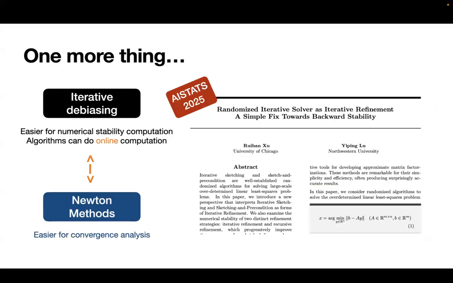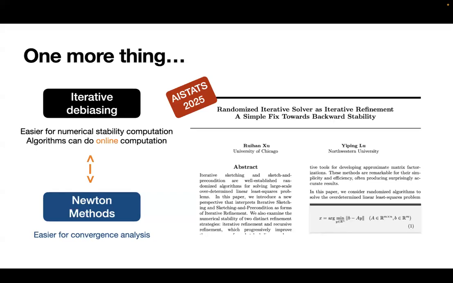Another interesting thing is that we build a connection between iterative debiasing and the Newton method. The Newton method is very easy for convergence analysis, but it is really hard to do numerical stability analysis for it. But the iterative debiasing framework itself is really natural for stability analysis.